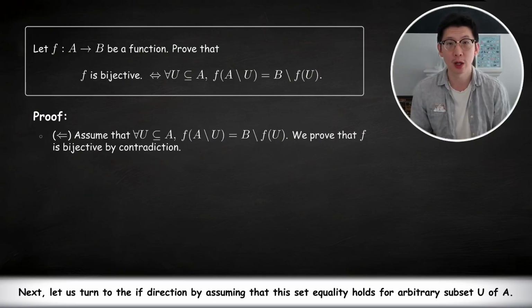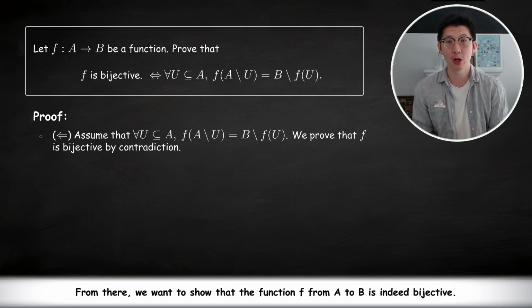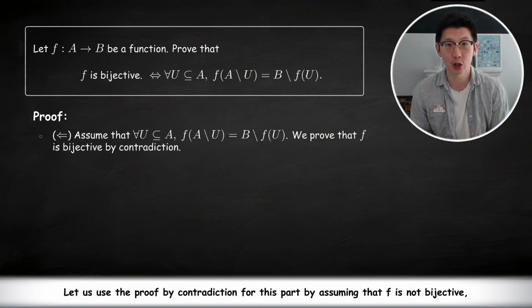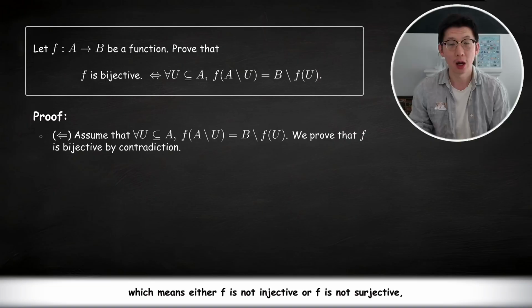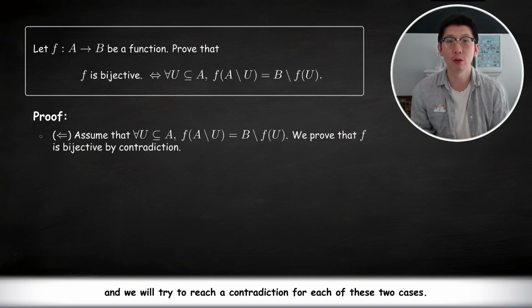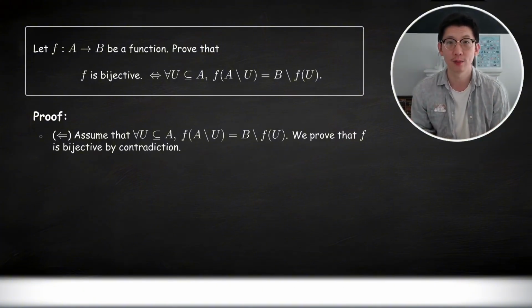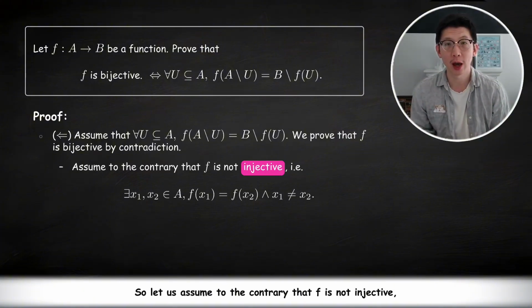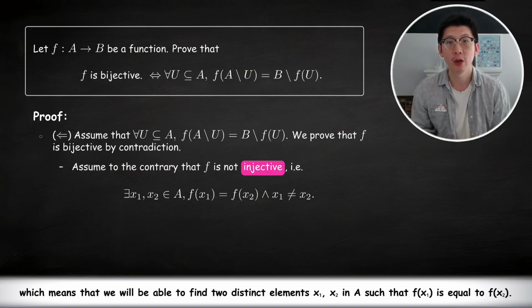Next, let us turn to the if direction by assuming that this set equality holds for an arbitrary subset U of A. From there, we want to show that the function f from A to B is indeed bijective. Let us use proof by contradiction for this part by assuming that f is not bijective, which means either f is not injective or f is not surjective, and we will try to reach a contradiction for each of these two cases. So let us assume to the contrary that f is not injective, which means that we will be able to find two distinct elements x1, x2 in A, such that f(x1) is equal to f(x2).